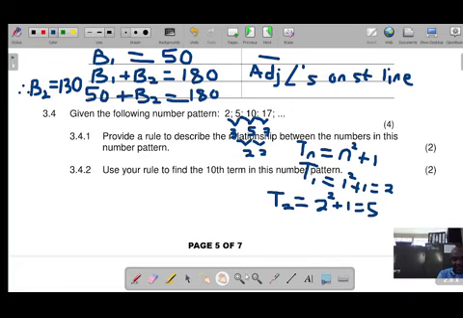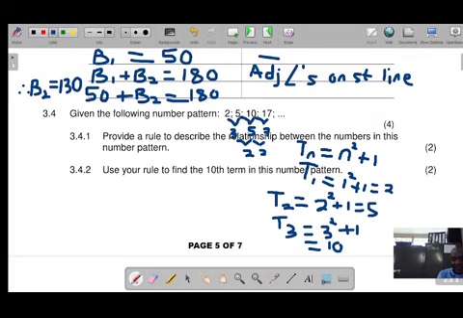If we take T3, it's going to be 3 squared plus 1. So what is 3 squared plus 1? Now 3 squared, of course, is 9. 9 plus 1 gives us what? 9 plus 1 is 10. Okay, so take my T3 now. T3 here is 10. So it means surely this formula or rule is for this number pattern.